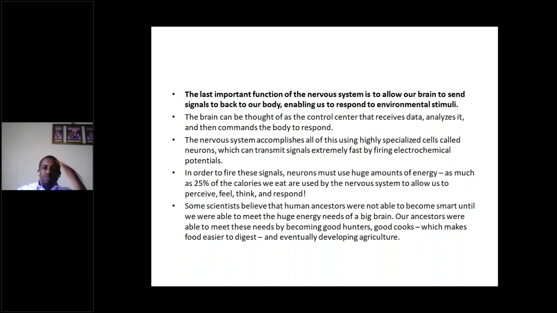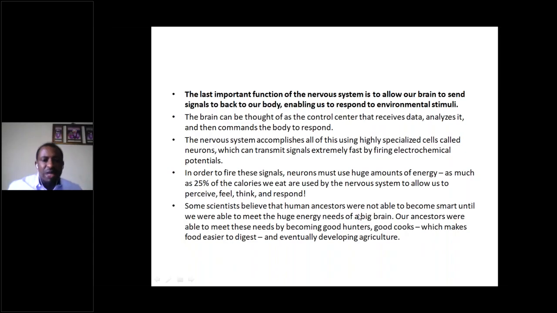So now, in order for them to do that, neurons must use a high amount of energy, as much as 25% of the calories of what we eat. So the majority of the food you eat is being used in the brain. Okay, so the nervous system can use as much as 25% to allow us to perceive, to feel, to think, and to respond. Okay, these are the important information.